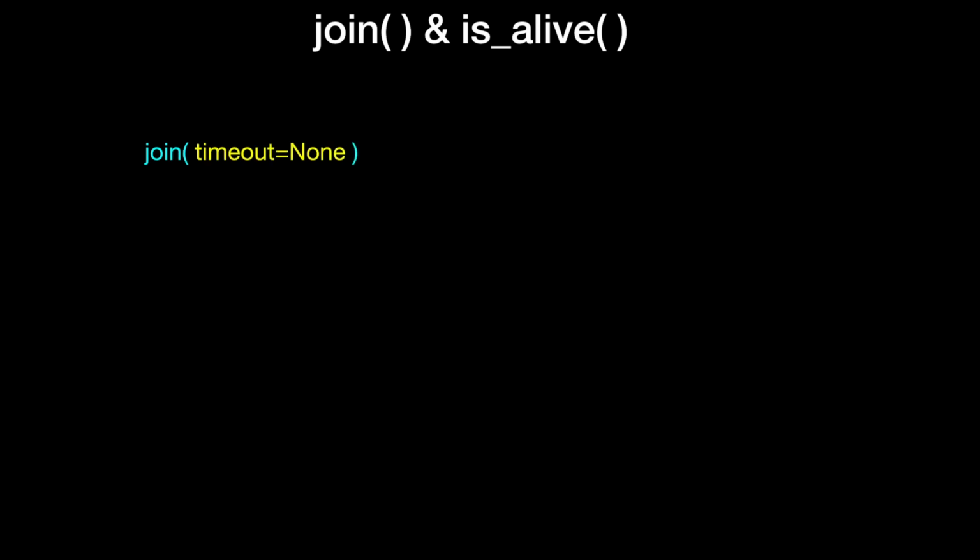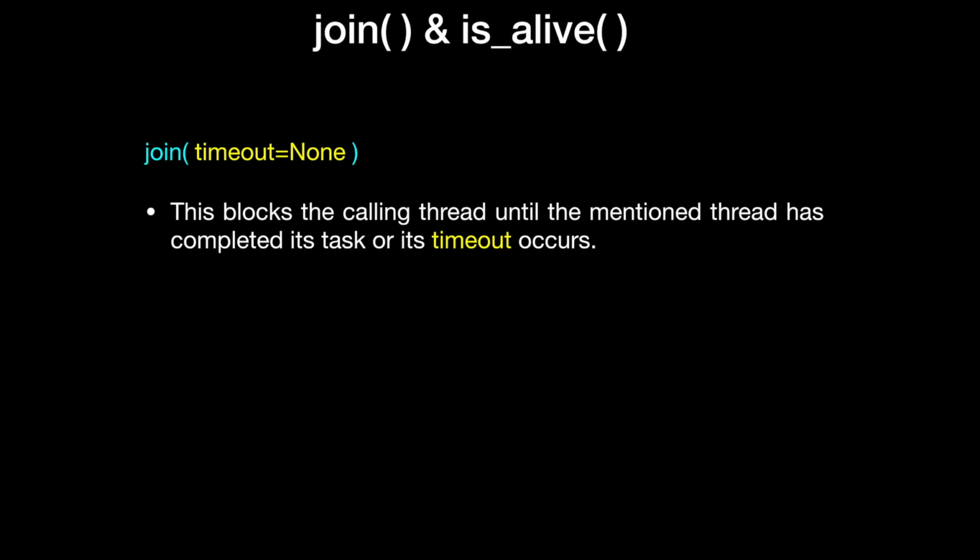So this is the syntax of the join method, join with an optional parameter timeout. The definition goes like this. The join method blocks the calling thread until the mentioned thread has completed its task or its timeout occurs. Imagine that from the main thread we are creating a child thread. So the main thread is the caller of the child thread. Now we can block the calling thread, the main thread, till the completion of the child thread. So I'll illustrate through a simple example.